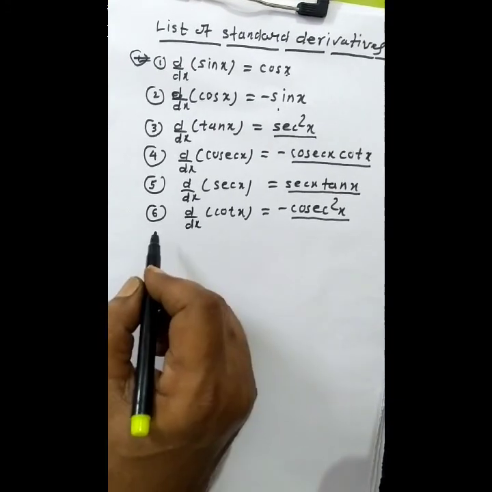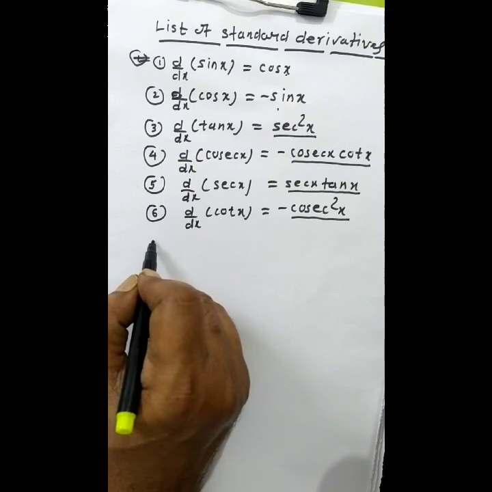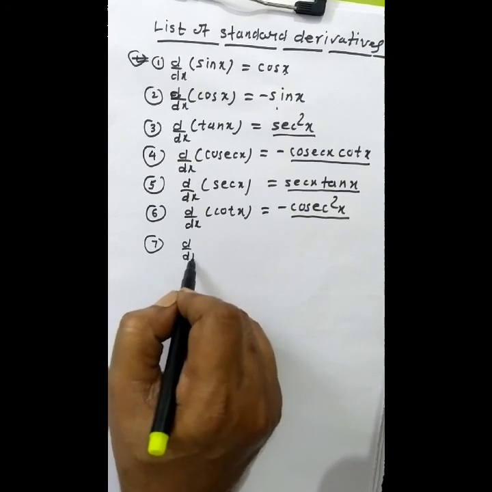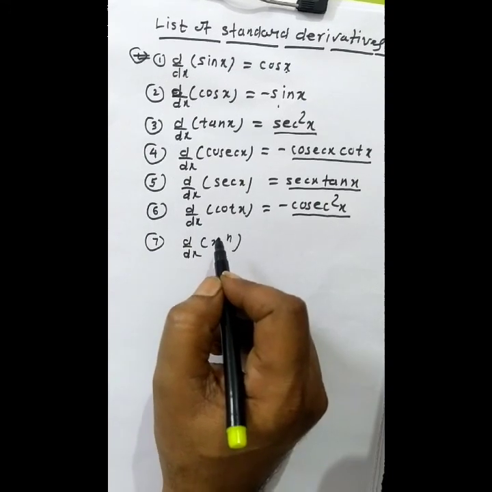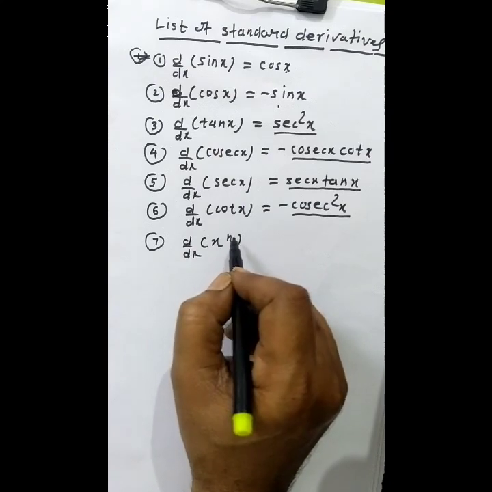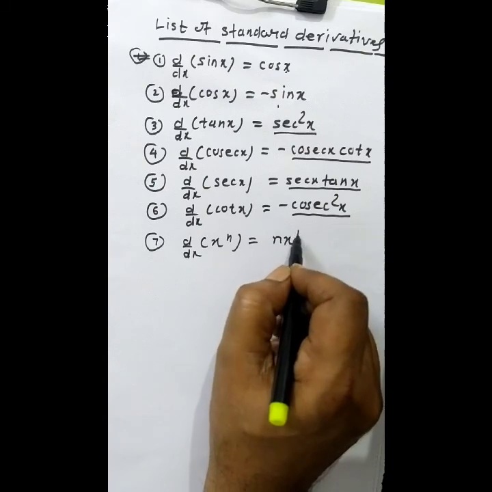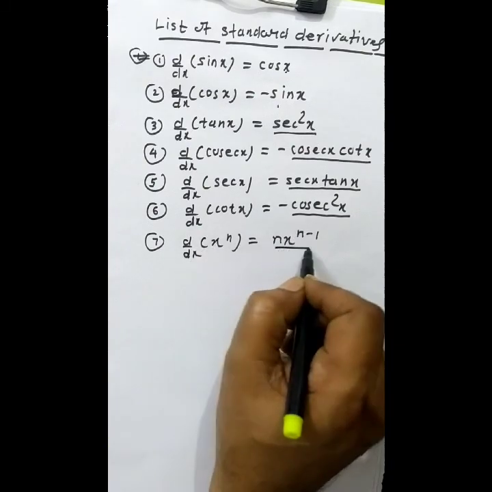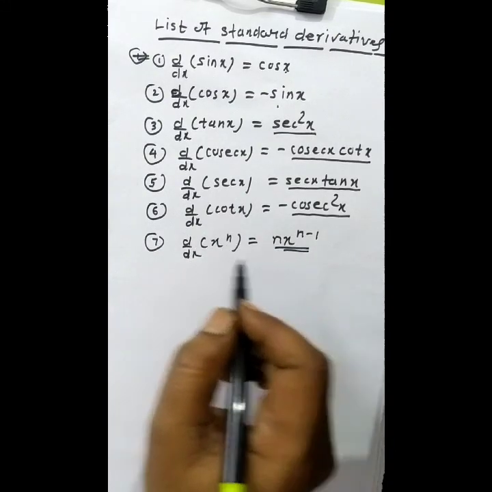Next we'll go for the algebraic functions which you have already defined last year. That is d by dx of x raised to n, where n may be a positive number, negative number or rational number. So derivative of x raised to n is n into x raised to n minus 1. This is a very, very important formula. Most of the sums will involve algebraic functions.